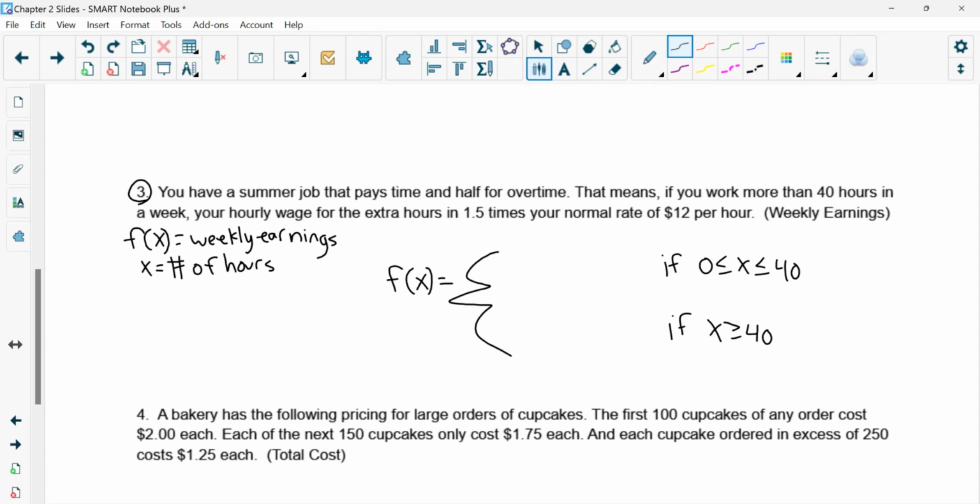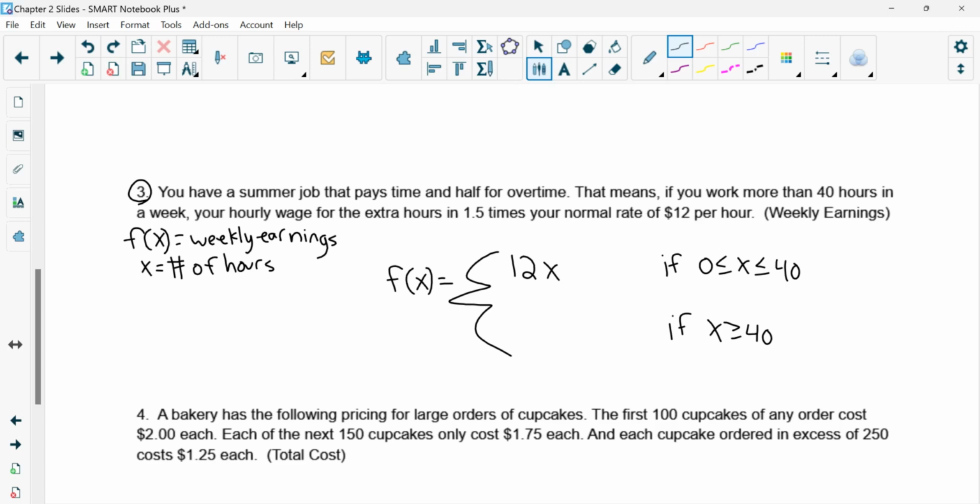So if we are between 0 and 40, how much money do we make? $12 per hour. So I have 12, and I multiply that by the number of hours. Number of hours is represented by x. So 12x is our equation for our earnings if we work between 0 and 40 hours. So if I worked for 20 hours, I do 12 times 20.